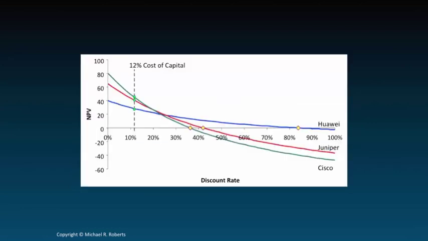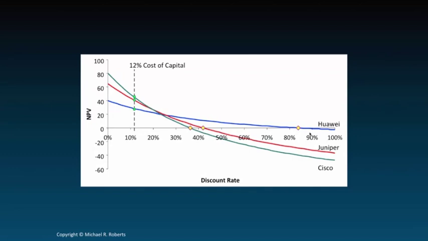Okay. And here's a picture of what's going on. We've seen a picture like this before. I've got the discount rate on the horizontal axis, and I've got NPV on the vertical axis. And each line graphs the relation between NPV as a function of the discount rate. So at our cost of capital here, if we go up to each line, we can see the NPVs of each of the bids. And quite clearly, the Cisco bid on the green line is better than the Juniper bid on the red line, which is better than the Huawei bid, which is on the blue line.